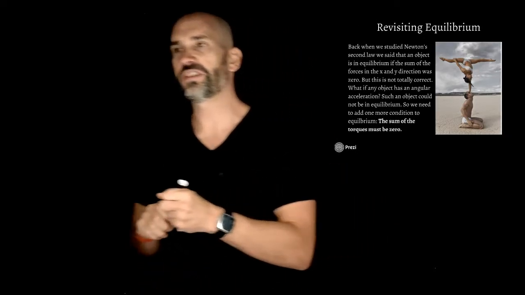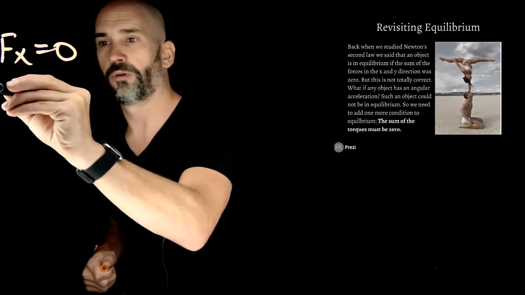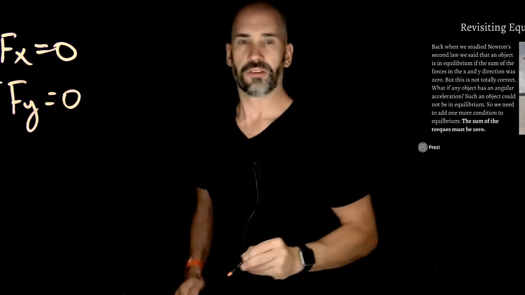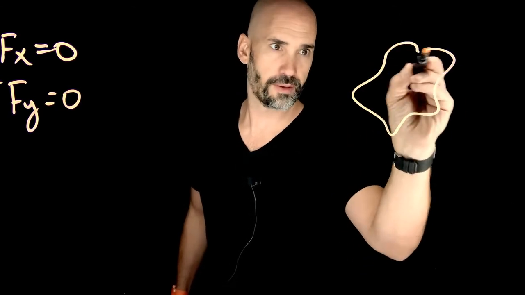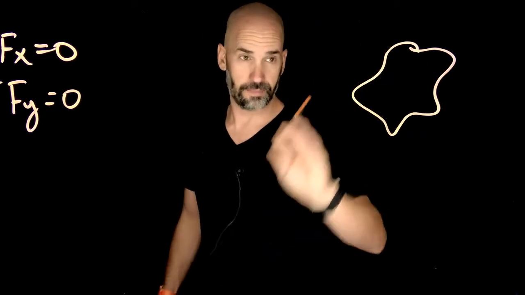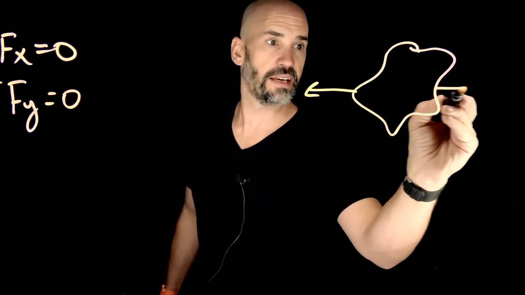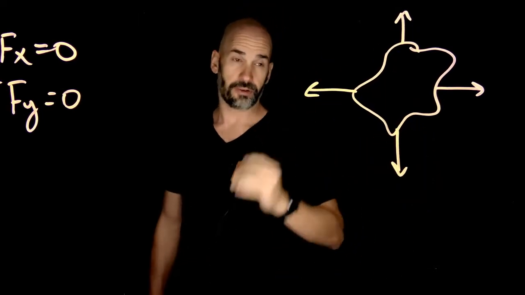Next, I would like to revisit equilibrium. If you remember, back in the day, we used to say that equilibrium meant that the sum of the forces in x equals 0 and the sum of the forces in y equals 0. Okay? So in other words, let's say I have some object, some blob. And we need to know that the sum of the forces in x and the sum of the forces in y must equal 0, right?